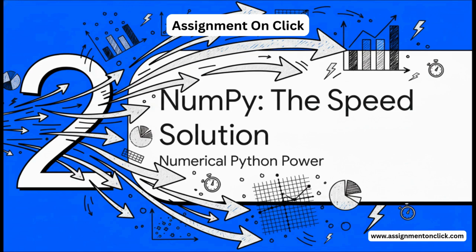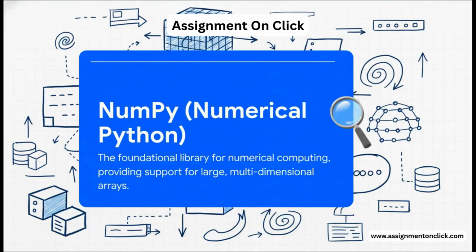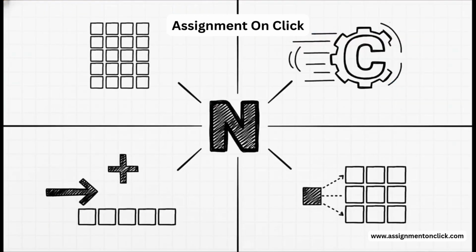And the name kind of gives it away. It stands for Numerical Python. At its core, NumPy is really the foundation for any serious scientific or numerical computing you're going to do in Python. And all of its power comes from this one single data structure, the multidimensional array. Just think of it as a super specialized, high-speed container that's built from the ground up to handle massive amounts of data.